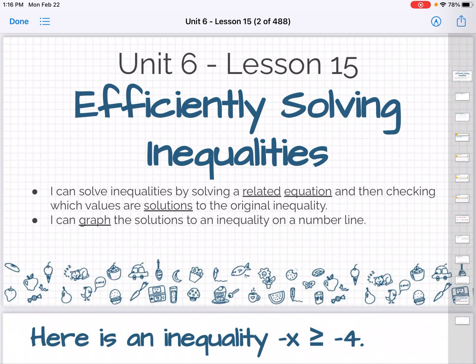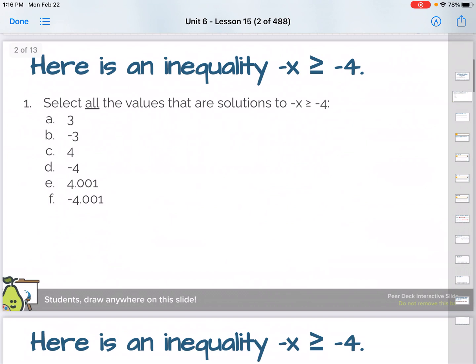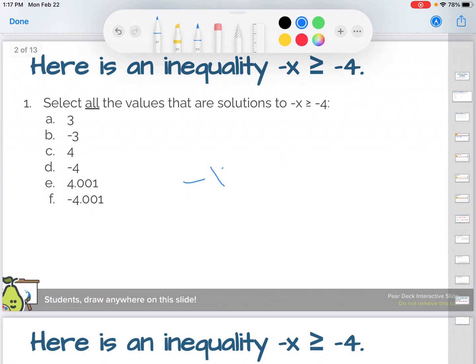Right, so today we're going to solve Unit 6, Lesson 15, Efficiently Solving Inequalities. So I can solve inequalities by solving related equations and then checking which values are solutions to the original inequality, and I can graph those solutions on a number line. So that's kind of what we're doing here. It says select all the values that could be solutions. Negative x is greater than or equal to -4.